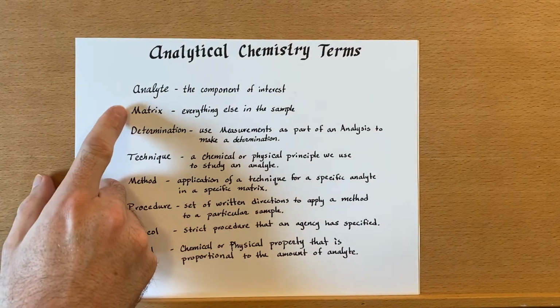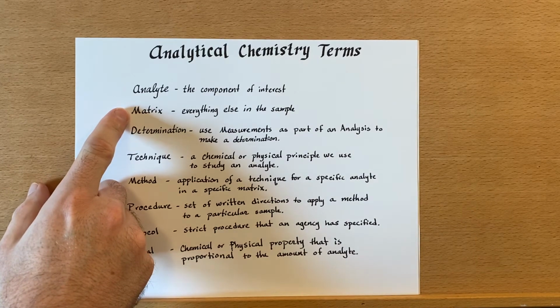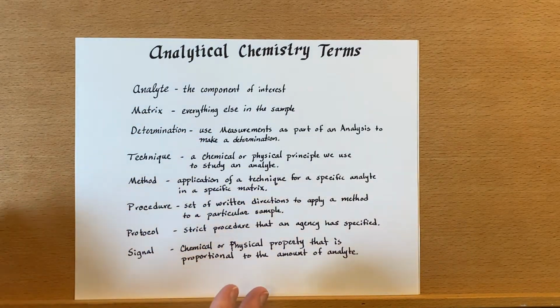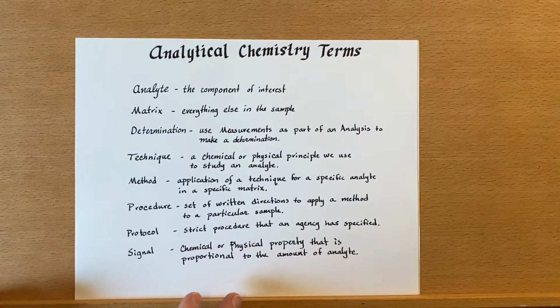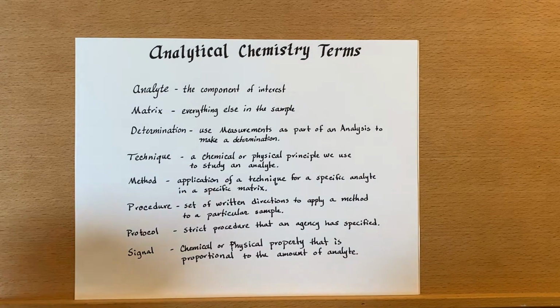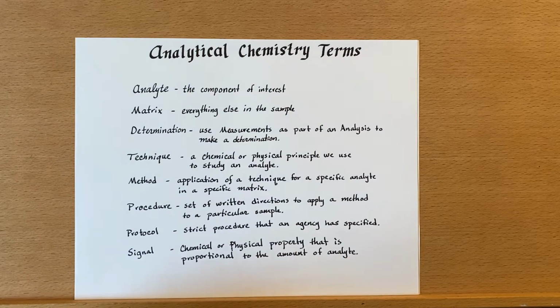And then we also have the matrix, and the matrix is everything else in our sample. A lot of times the matrix is water with perhaps some other components in it that could affect the analysis. Sometimes the matrix is more complicated, like blood. Blood would have a lot of proteins and other confounding variables in it that we may have to tailor our analysis to account for.